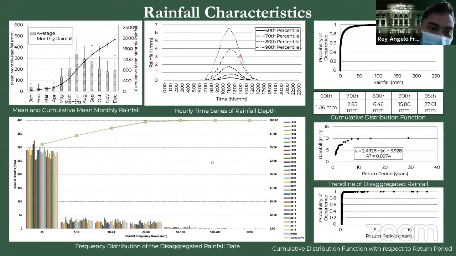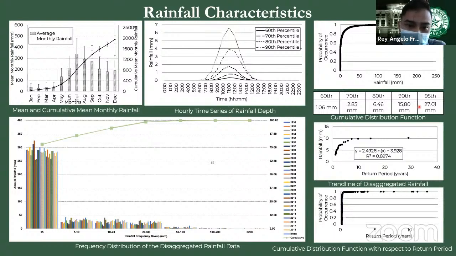Also, on this part, the time series of the rainfall depth of the 60th, 70th, up to 95th percentile rainfall data is needed for our different scenarios. Also, the bottom part, the frequency distribution: as you can see, the majority of the rainfall falls within less than 5 mm of the annual rainfall. So we do not need to design a bigger LID.